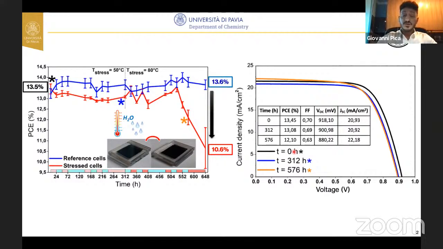In the right-hand image, instead, you can see the current-voltage characteristics for particular times. We record these through the entire cycle, but here are shown the ones corresponding to the start of the cycle at time 0, the middle of the cycle, and the end of the cycle. And as you can see in the table in the inset, the VOC decreases uniformly through the entire cycle, while the fill factor has a decrease, but it is quite stable for the first half of the cycle and then has a drop. And this resembles the behavior of the PCE that was stable and then has a drop.